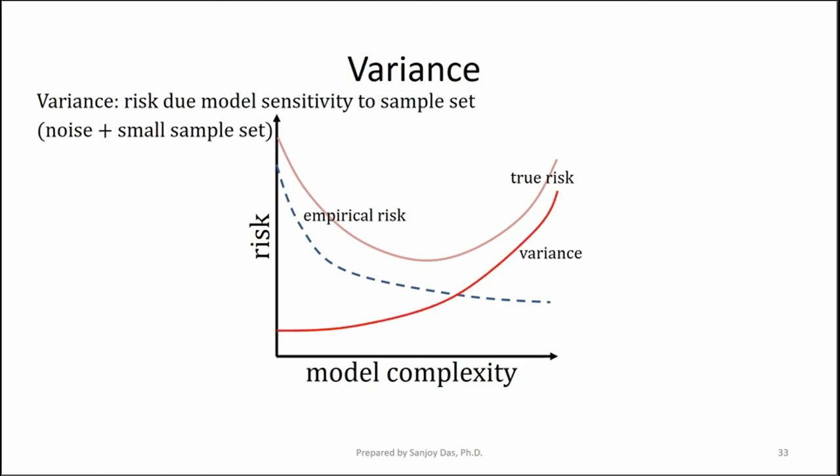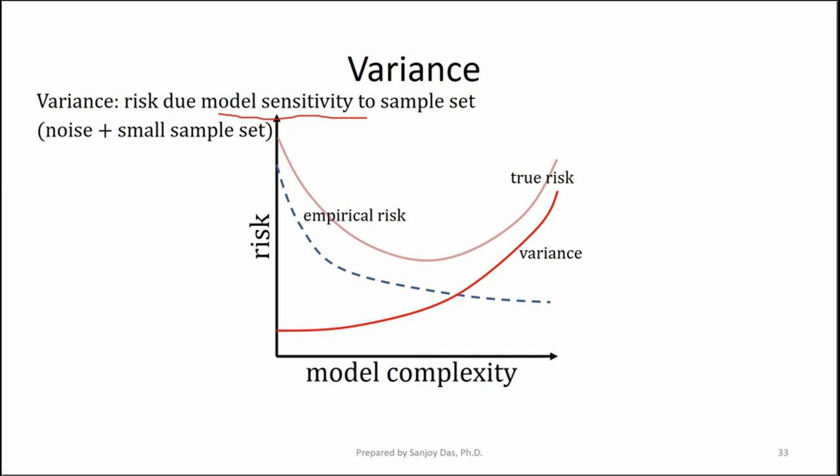That's because of this third component called the variance. The variance here is the risk due to model sensitivity to sample set. So the samples are a random sampling of the actual domain of inputs. And it's small, and of course it will be noisy, but mainly because it's just a finite set of samples, right? So the finite set of samples will provide only limited information about what's really out there.